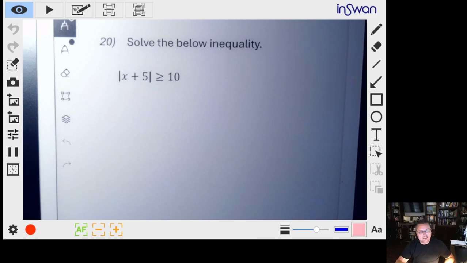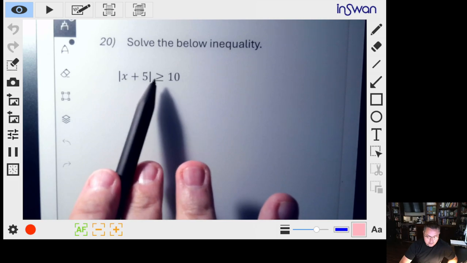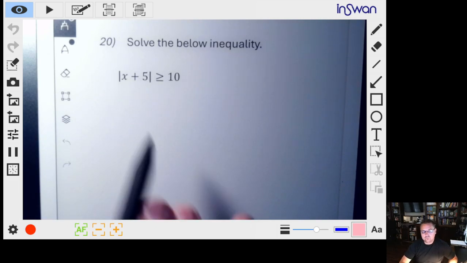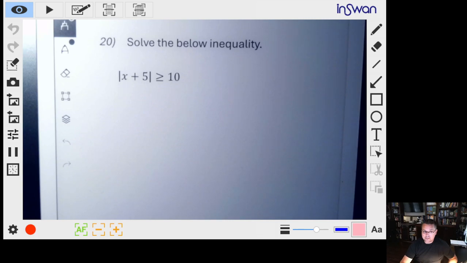Problem number 20 is an absolute value inequality. So these are a little bit more difficult because there's more steps involved. So first, when we do this, we want to make sure that our absolute value is by itself, which it is in this case.